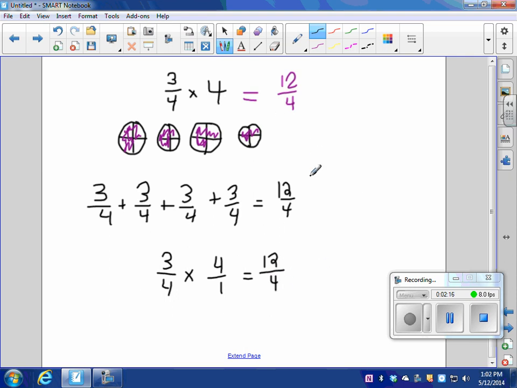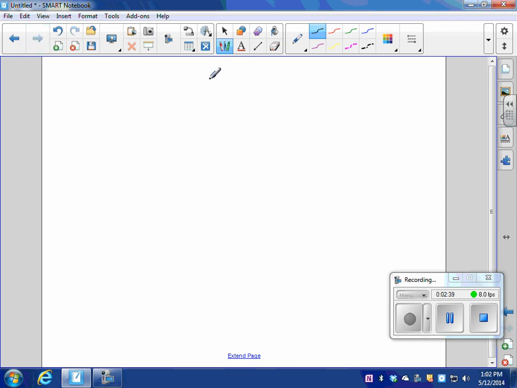Now this can be further simplified. You can simplify 12/4 by dividing your numerator by your denominator. So 12 divided by 4 is going to give you the whole number 3. I'm not super concerned about simplifying just yet, but it can be simplified. So let's try another example.